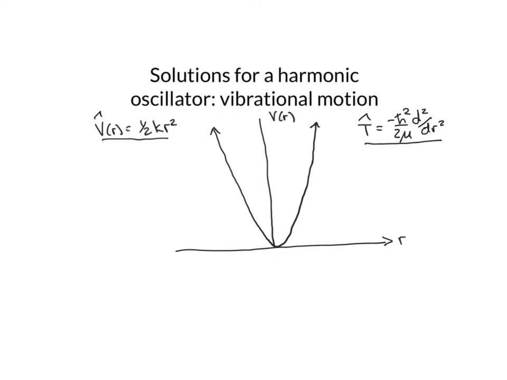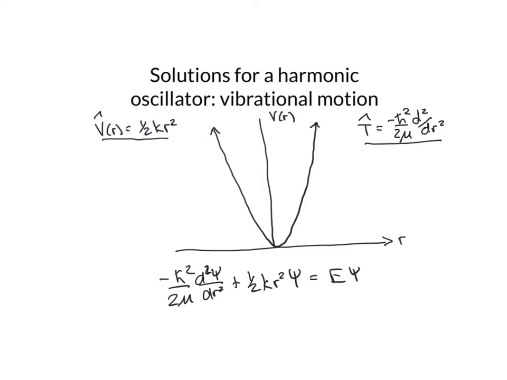So this potential, you can see, is parabolic, and it's centered at r equals 0. So we have this parabolic potential, and the problem that we want to solve is minus h bar squared over 2 mu d squared psi dr squared plus 1/2 k r squared times psi is equal to e times psi. So we're looking for all the solutions to this eigenvalue problem.